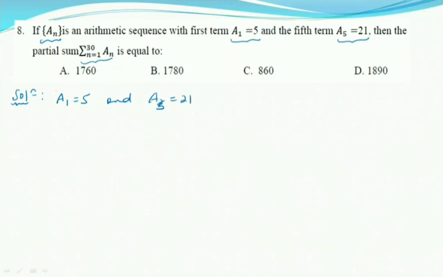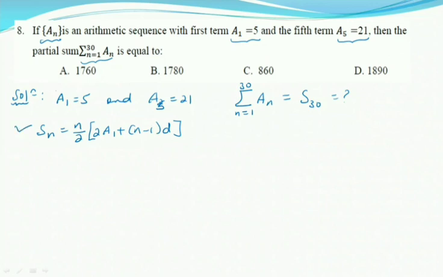So we are asked the sum of the first 30 terms of this sequence. Shortly we use this notation, S30 is how much. So we will apply the formula for the sum of the arithmetic sequence, which is given by Sn equals n over 2 into 2 times the first term plus n minus 1 times the common difference. This is the formula for the sum of the first n terms of an arithmetic sequence.